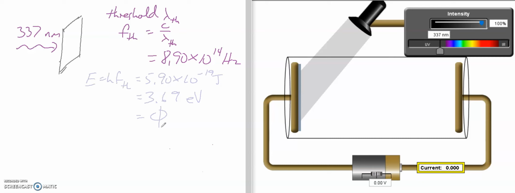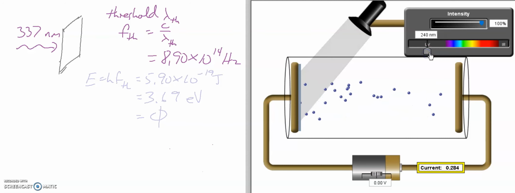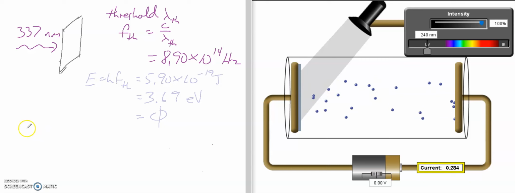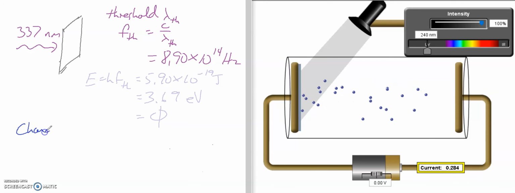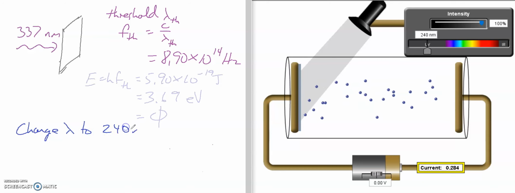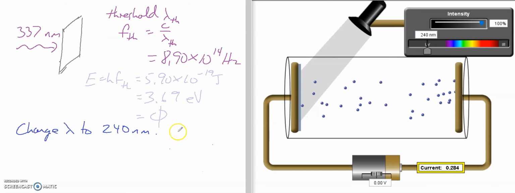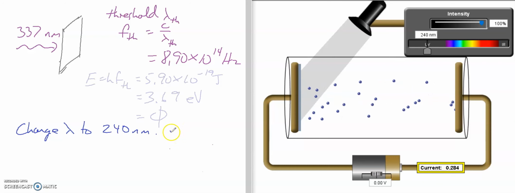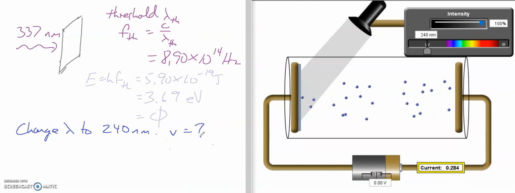So let's take this and increase the frequency to get electrons coming off. If I increase the frequency, maybe to a wavelength of like 240, look, I easily got electrons coming off here, no problem. Okay, so let's modify the question a little bit. Let's change the wavelength to 240 nanometers. What I want to know is, what is the speed of the electrons coming off?